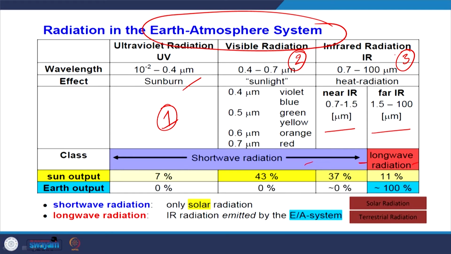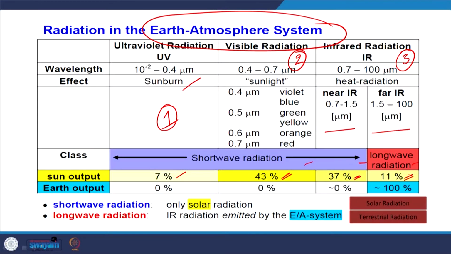So, you calculate the weights for these three windows in the entire solar spectrum. You will realize that the ultraviolet radiation is nearly 7% of the entire energy that is emitted from the sun, and the visible radiation is nearly 43% of the entire energy, which is almost 50% of the energy emitted from the sun, the yellow disk that you see. About 50% of it is visible, and the infrared radiation, in the near infrared it is nearly 37%, and in the far infrared it is 11%.